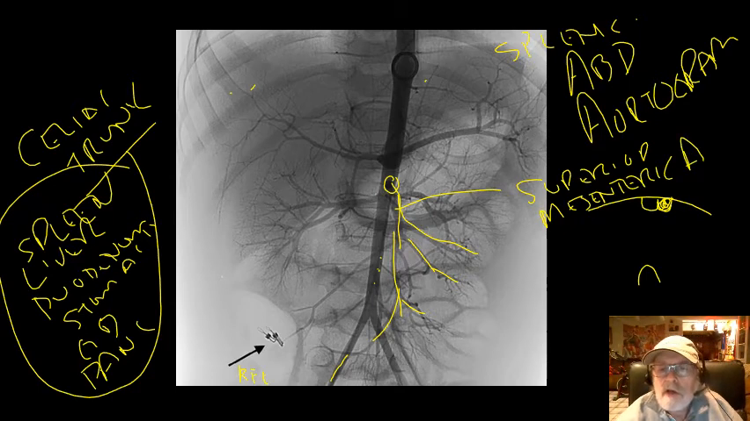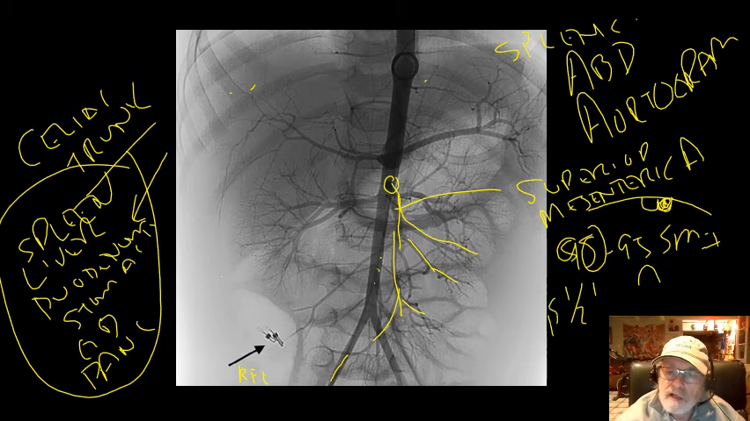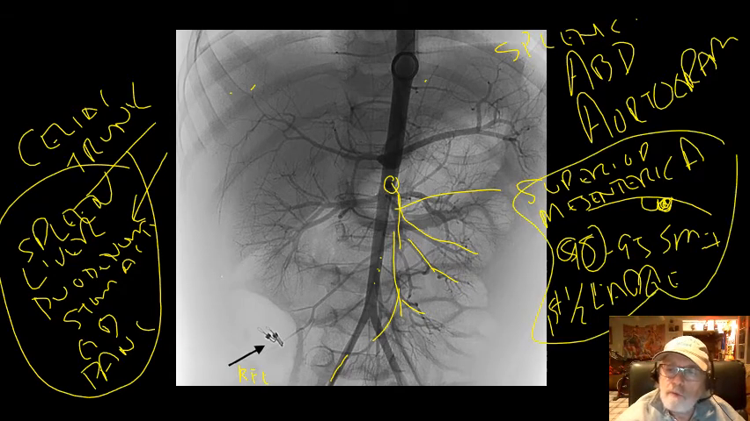Superior mesenteric artery. The superior mesenteric artery supplies the small intestine after the duodenum, because the duodenum is mostly supplied by branches off the celiac trunk, duodenal arteries off the celiac trunk. But it supplies about 90 to 95% of the small intestine, as well as the first half of the large intestine. So the superior mesenteric artery supplies a good portion of my intestinal structures, and that's that branch that comes off straight.